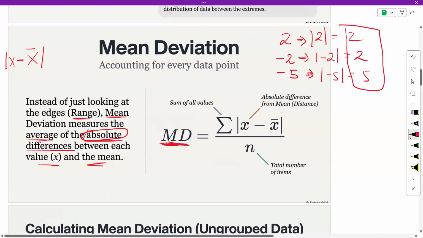Mean deviation equals the absolute differences from the mean. This is observation x, this is the mean, the difference, and we take the absolute values and get the total, sigma, the sum of all values. And it should be divided by the total number of observations.